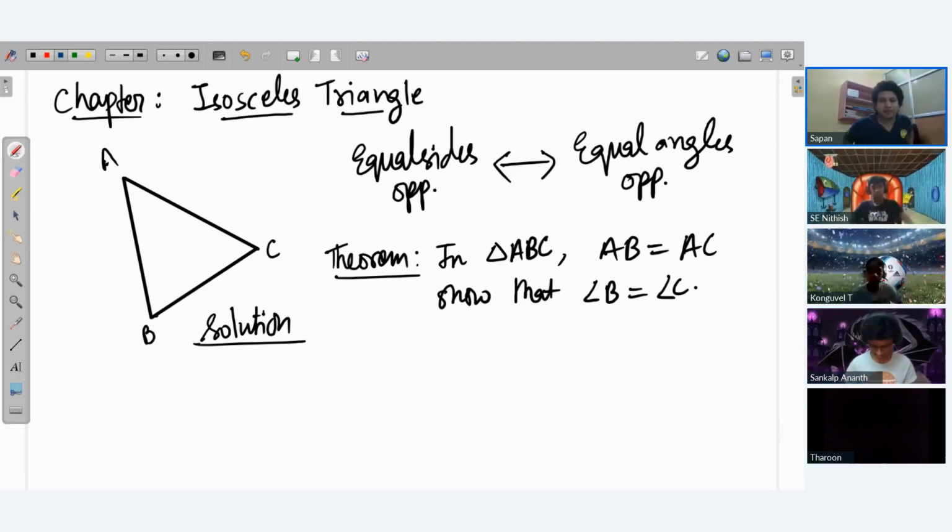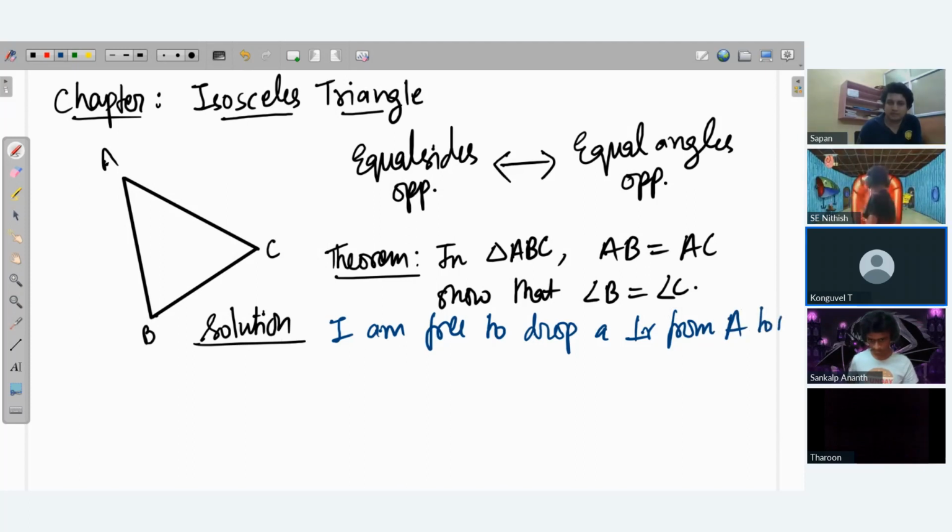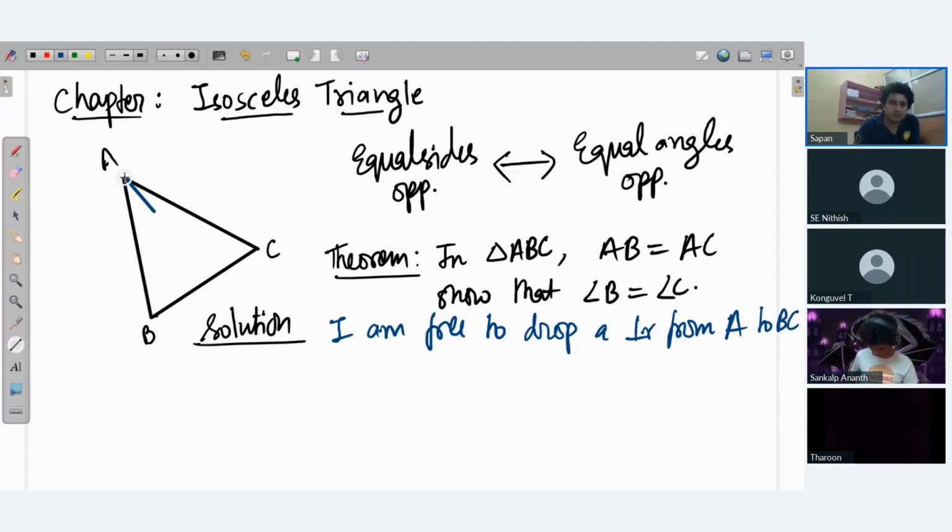So let's see how it works. When the sides are given to be equal, why are the opposite angles equal? I am free to drop a perpendicular from A to BC, to the midpoint. Nobody can say that you can't do it, because what is the reason then? So we drop a perpendicular.